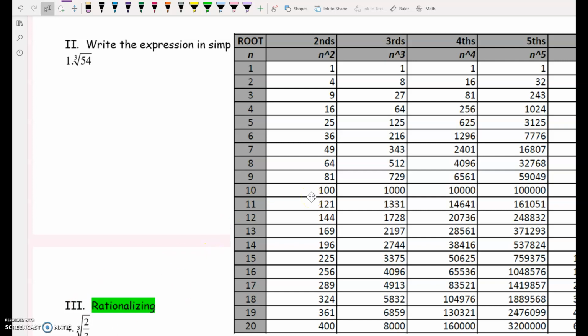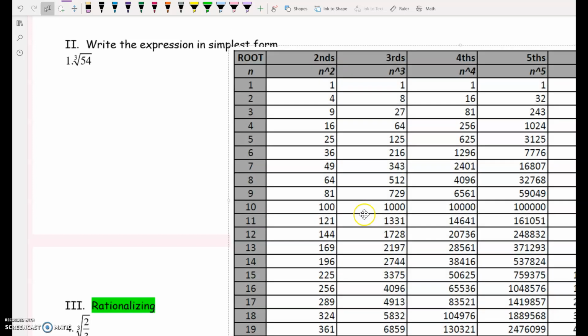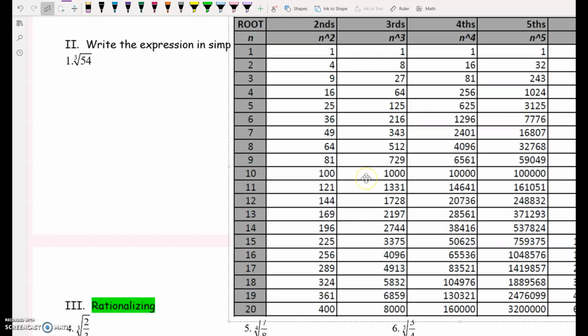This is write the expression in simplest form. You're definitely going to need your perfects chart for this. So we took things a long time ago like the square root of 60 and split it up into the square root of 4 times the square root of 15 and then simplified it from there to get 2 times the square root of 15. We're going to do the same thing with cube roots, fourth roots, fifth roots.